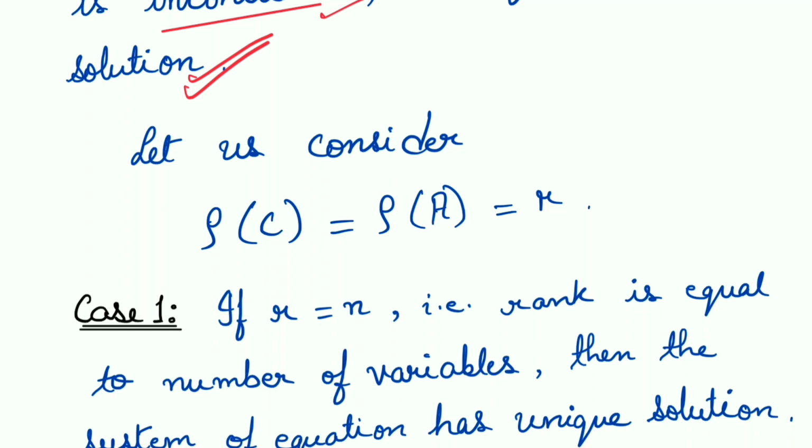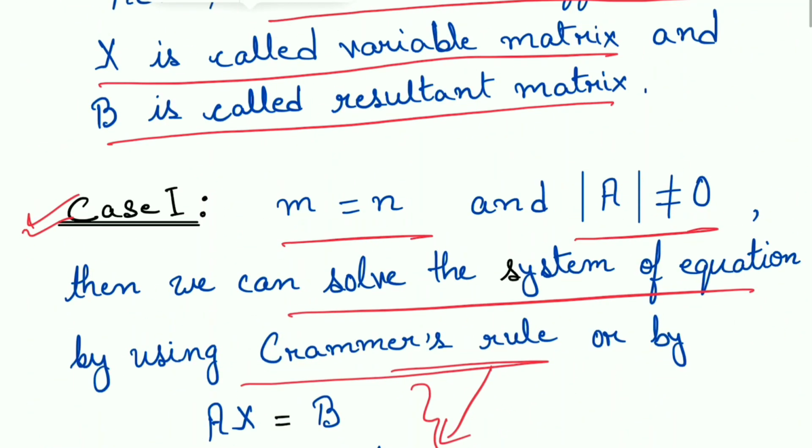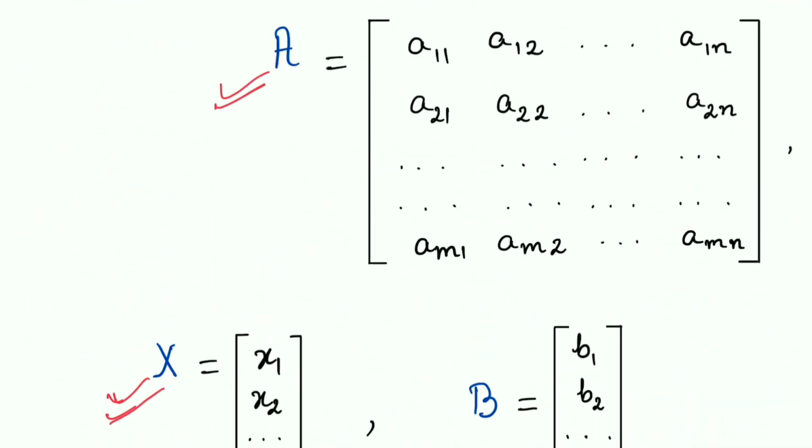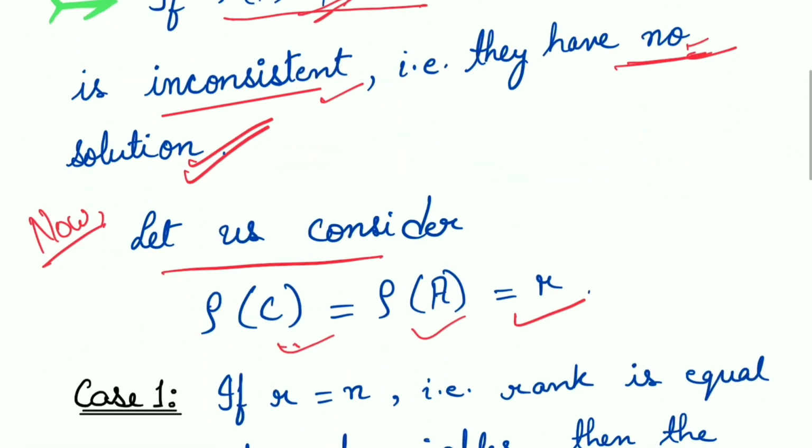Again, let us consider that rank of C is equal to rank of A is equal to some R. R is the rank, that is the rank of the augmented matrix, and the rank of the coefficient matrix A is equal to some positive integer. So R can be 1, 2, 3, etc., depending on the order of the linear system of equations.